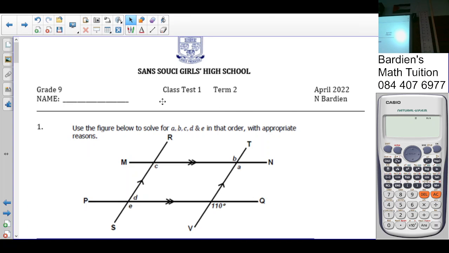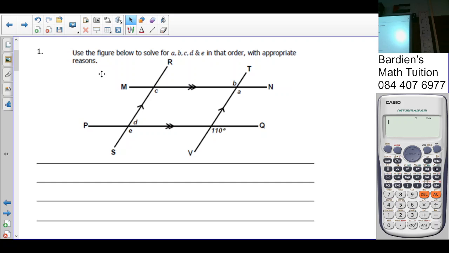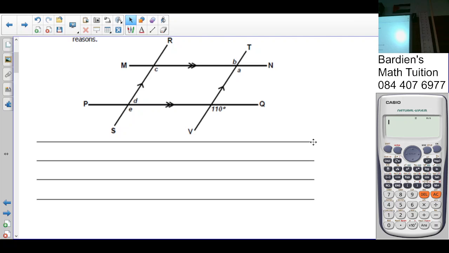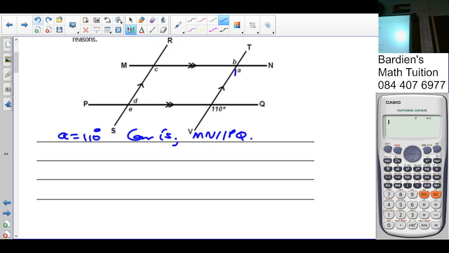Alright, so this is the class test 1, term 2. It says use the figure below to solve for A, B, C, D and E in that order with appropriate reasons. So we got A, as you can see here, is corresponding angles. So you're going to say that A is equal to 110 degrees, corresponding angles, with MN being parallel to PQ. So that's 110 degrees.